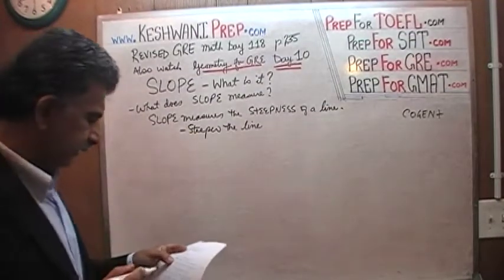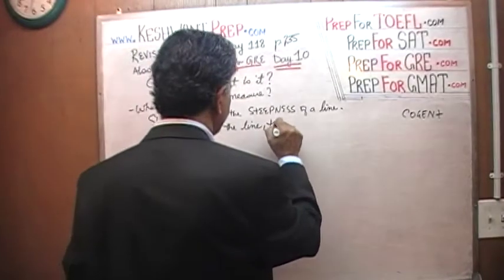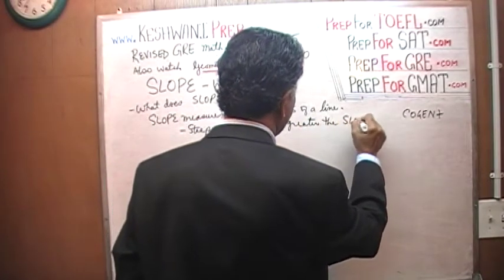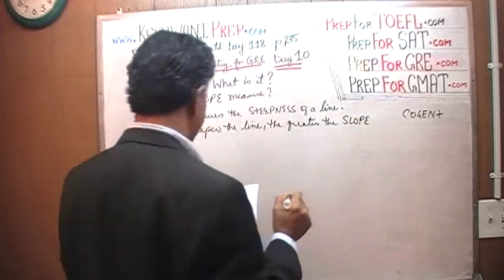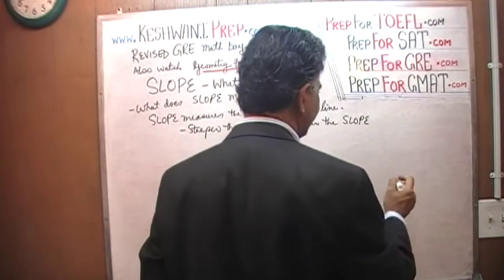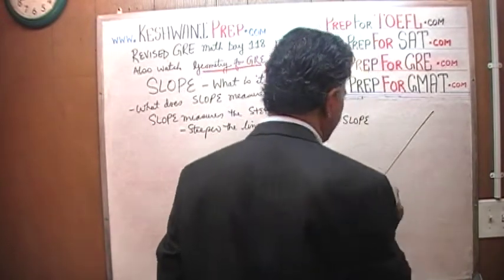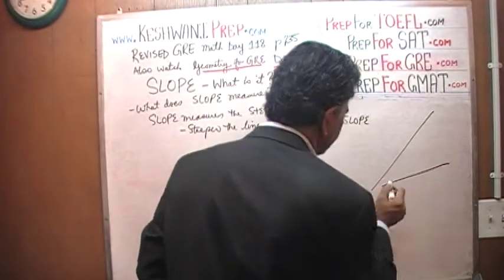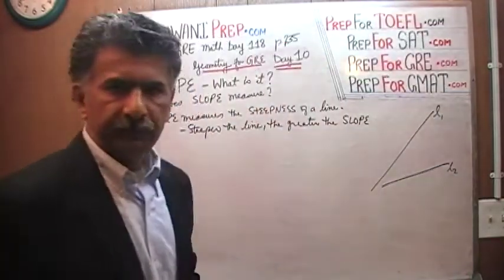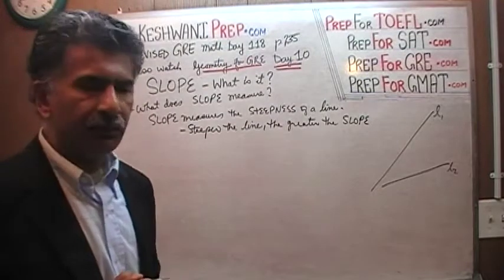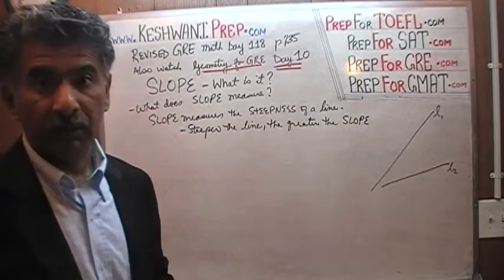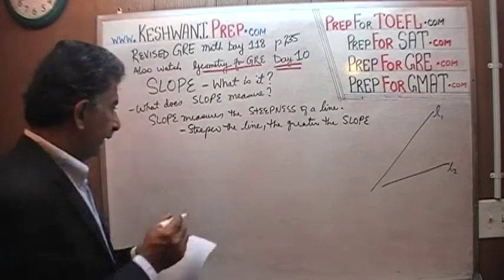The steeper the line, the greater the slope. For example, I'm going to draw two lines. Here is our line 1 and here is our line 2. Just by looking at these two lines, L1 and L2, which one is steeper? Of course L1 is steeper. So therefore L1 has a bigger slope. That's all it is.